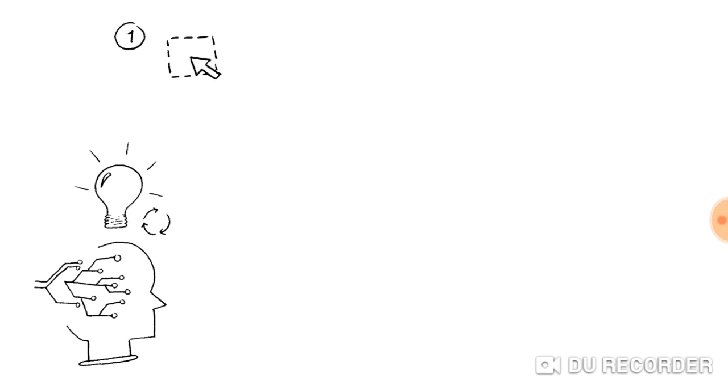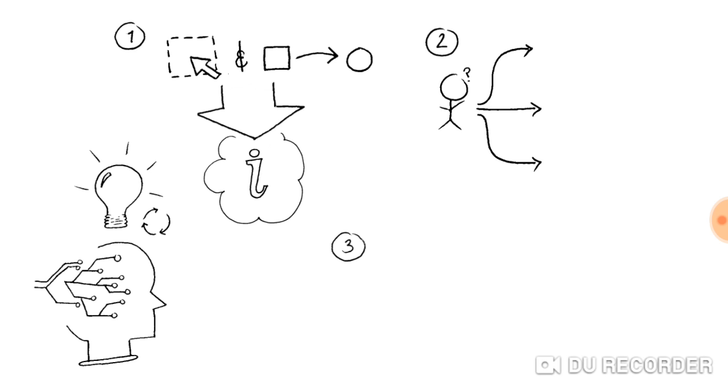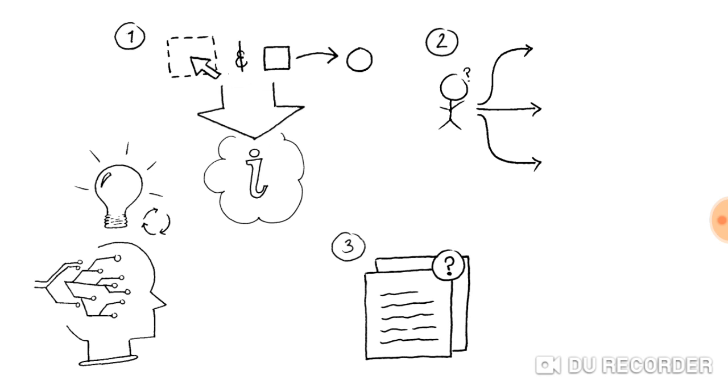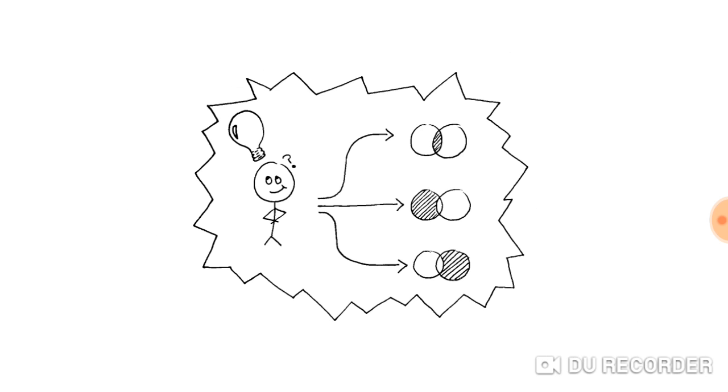Number 1, selection and transformation of information. Number 2, decision making. Number 3, generating hypotheses. And number 4, making meaning from information and experiences. Bruner's theory emphasizes the significance of categorization in learning, and interpreting experiences by similarities and differences is a key concept.